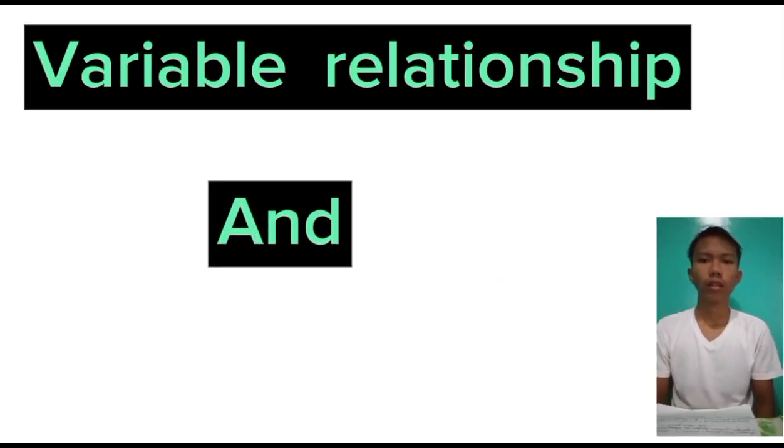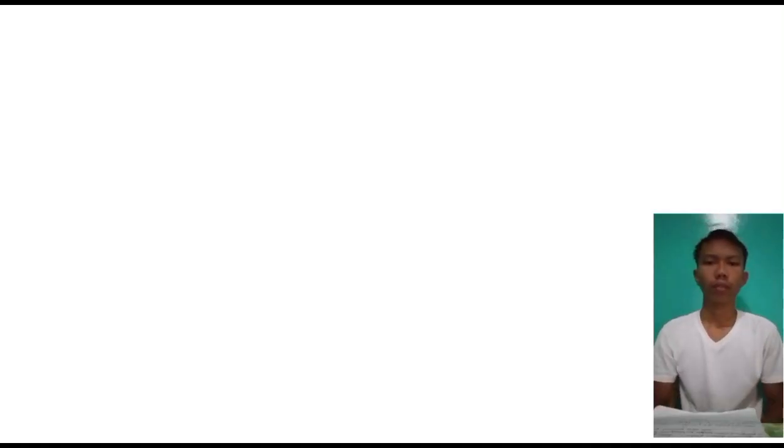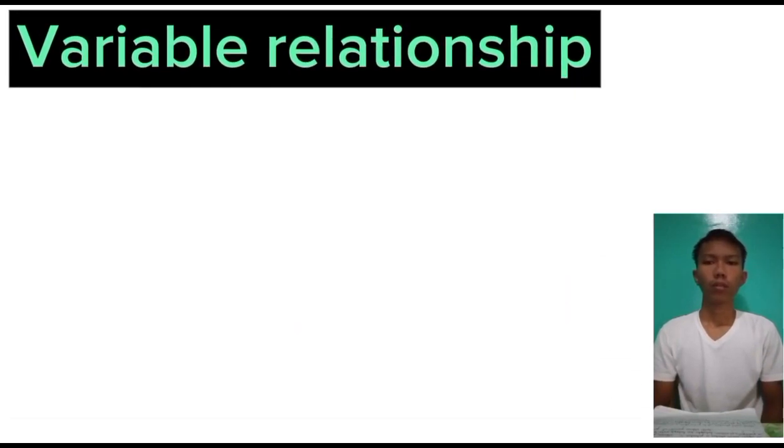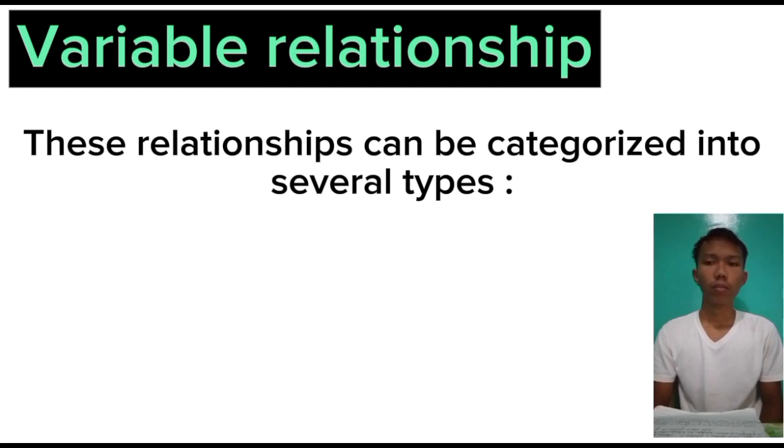Variable relationships and other types of variables. Variable relationships refer to how different variables in a system or dataset are related or correlated to each other. These relationships can be categorized into several types.